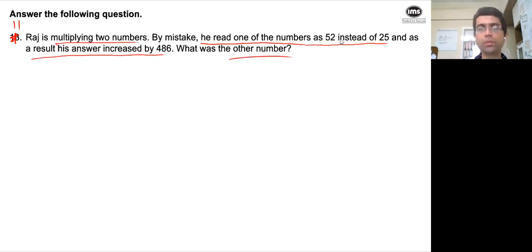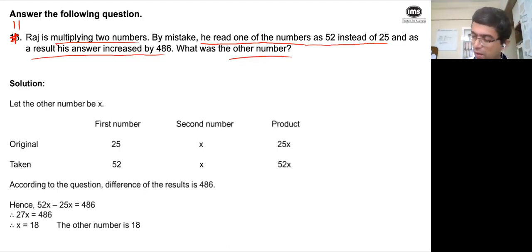What was the other number? So there should be two numbers. Let the other number be x. Go step by step. What is the first number? The original number should have been 25, the correct one. It was incorrectly read as 52. Hope all of you are clear about this. So 25 was correct, 52 was incorrect.